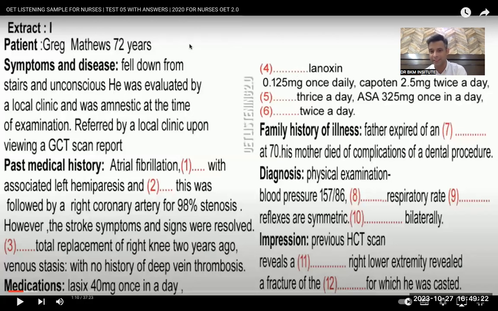So what I have learned from this listening, I have got something: that the person has fallen, then there is history, then there are medications, then there is family history, then there is diagnosis, and then impression. The impression means kind of investigation maybe. Previous CT scan reveals a word.